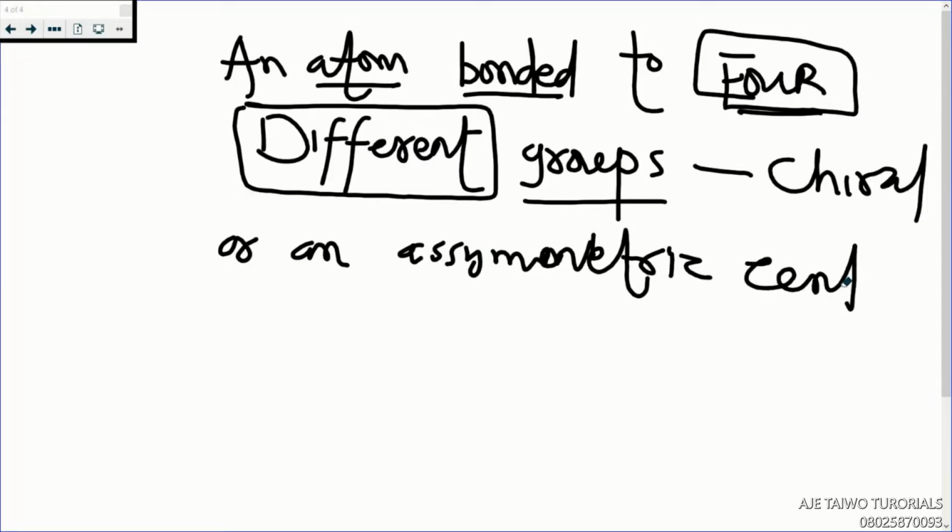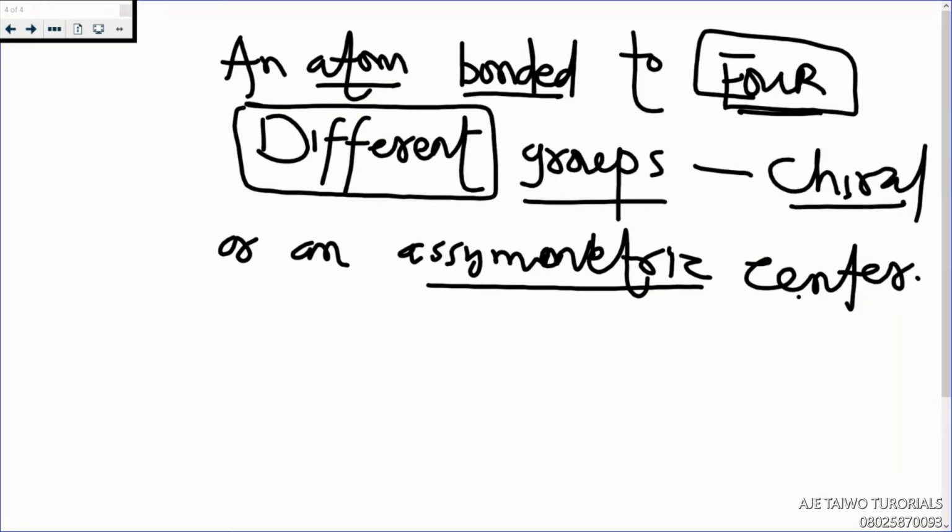Chiral or asymmetric center: for any molecule or substance to be an optical isomer of another one, for you to have optical isomers, you must have a chiral or an asymmetric center. And I say that a chiral or asymmetric center is an atom bonded to four different groups.